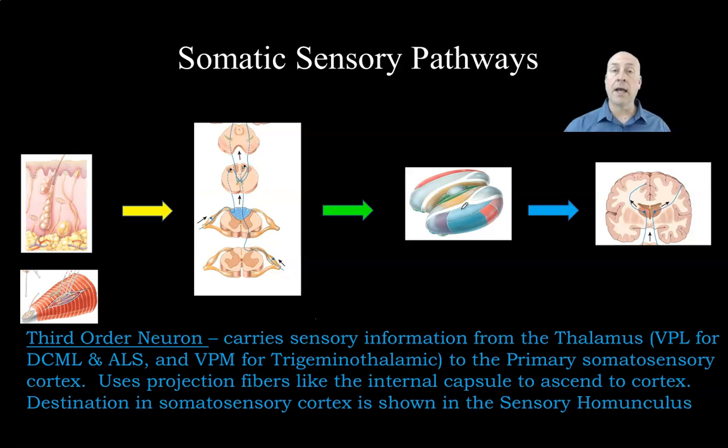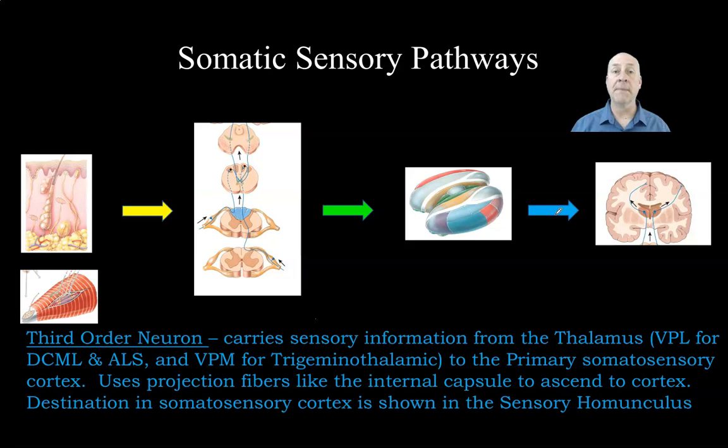And how are they getting there? They're moving up on projection fibers. So these are no longer sensory tracts per se. The DCML, the ALS, and the trigeminothalamic all end at the thalamus. But we're just continuing now, and we're using projection fibers, the internal capsule, the corona radiata. Remember those? Moving within a hemisphere vertically, inferiorly, superiorly, up from the thalamus up to the cerebral cortex and to the specific place on the sensory homunculus.